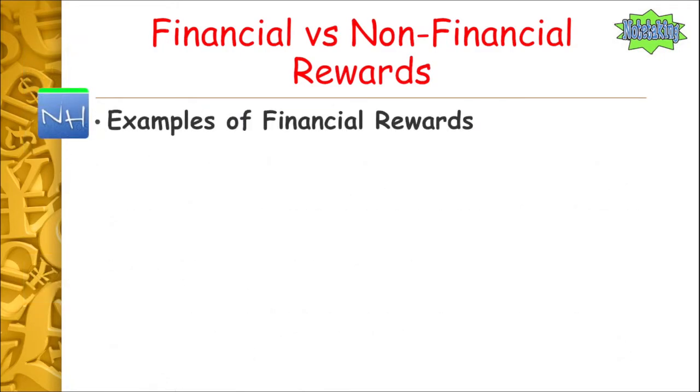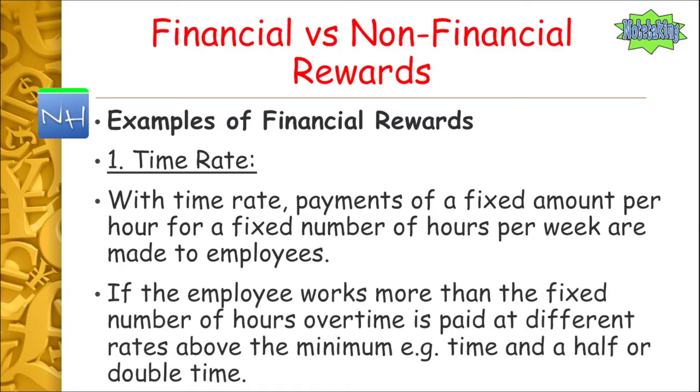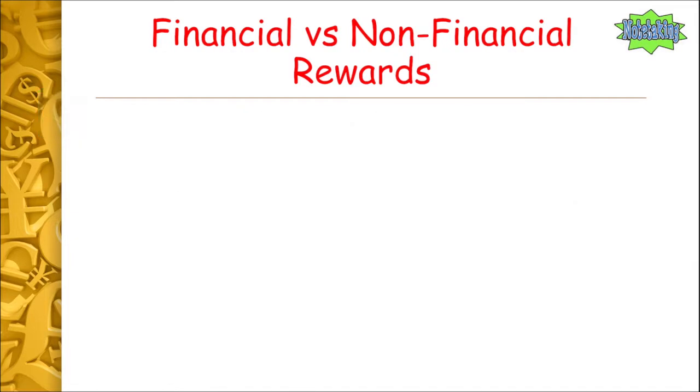So, can you think of any examples of financial rewards? Now, this is really just a throwback to Junior Cert Business, to be honest, and the different methods of being paid. So, you've the time rate. This is basically when you're paid for the amount of hours you do. Okay, so you get a fixed amount paid per hour, and then you do your number of hours per week and get paid per hour. If you do more than the fixed number of hours a week, then you get paid an overtime rate, which is usually paid at a higher rate, such as double time or time and a half.